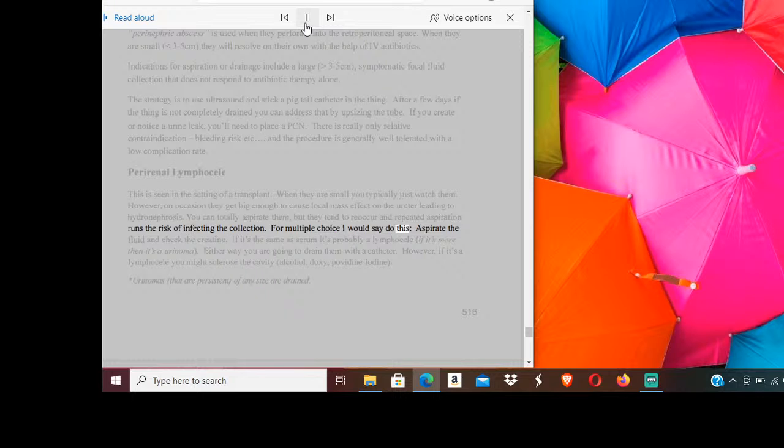For multiple choice, I would say do this: aspirate the fluid and check the creatinine. If it's the same as serum, it's probably a lymphocele. If it's more, then it's a urinoma. Either way, you are going to drain them with a catheter. However, if it's a lymphocele, you might sclerose the cavity with alcohol, doxy, or povidone iodine. Asterisk: urinomas that are persistent of any size are drained.